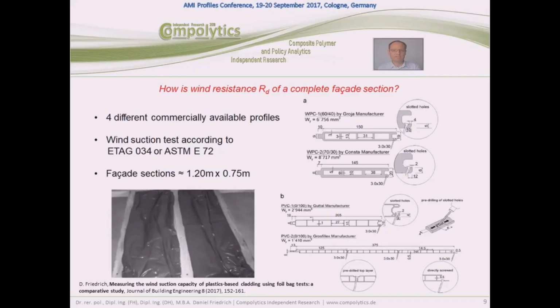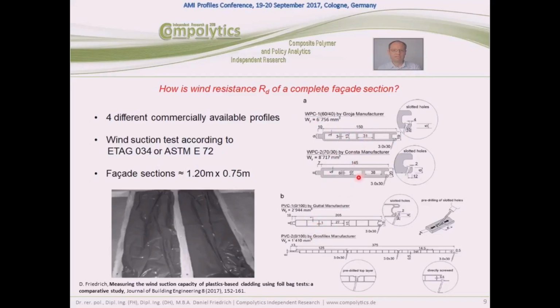Then we were interested to find exact wind resistance values, because you remember 2 slides before we were talking about the RD values, which we obviously get from these characteristic wind simulation tests in laboratories, well described by the ETEC 035 following ASTM E72. And here we tested for 4 different plastics-based cladding profiles. 2 of them were WPC based, and the other 2 were pure PVC profiles.